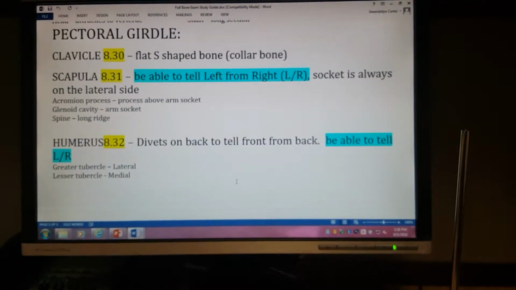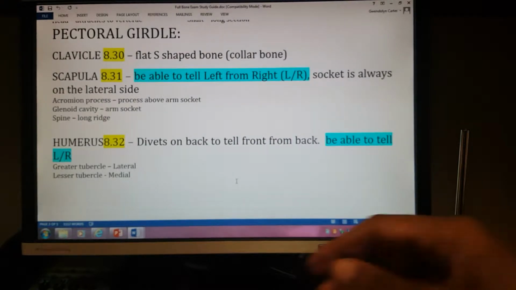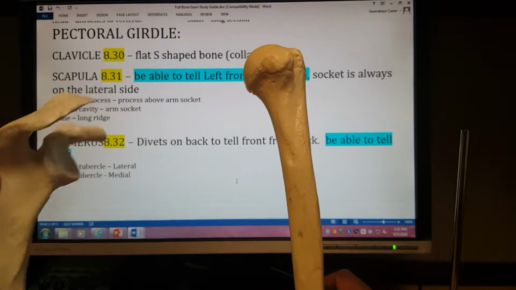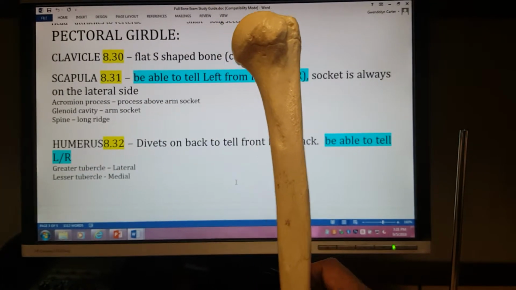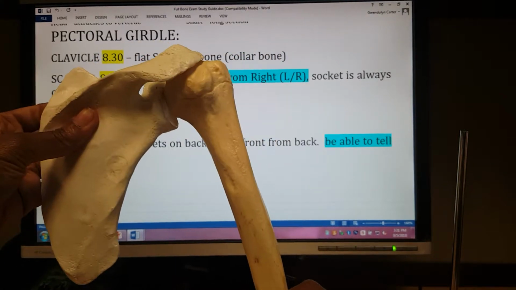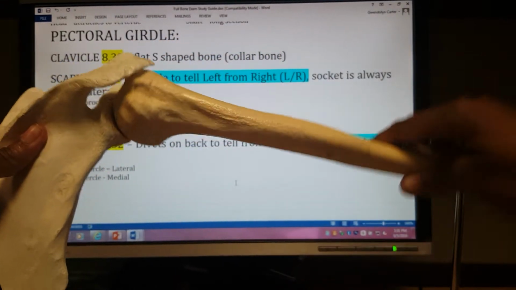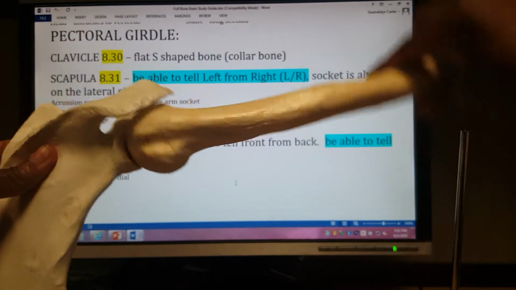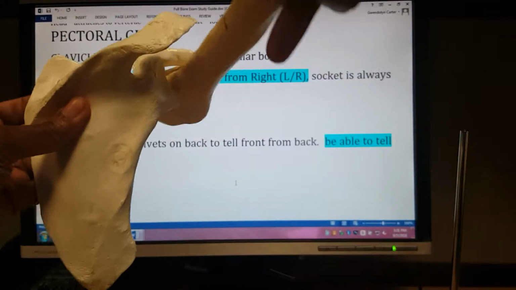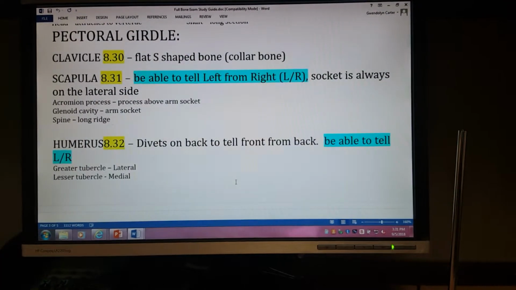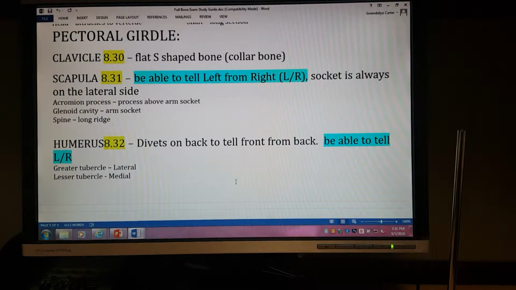Okay, so the bone that makes that joint is your humerus, and that's this bone here. The head of your humerus is going to fit right into this socket, just like that. It's actually a very shallow socket, able to have all kinds of wide range of movement. On the humerus, you will have to be able to tell the difference between left and right as well.